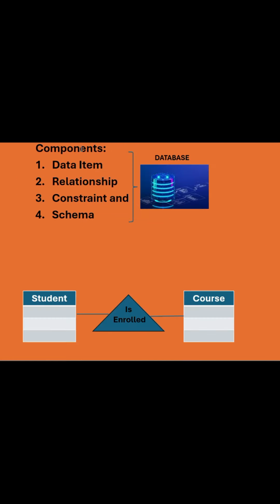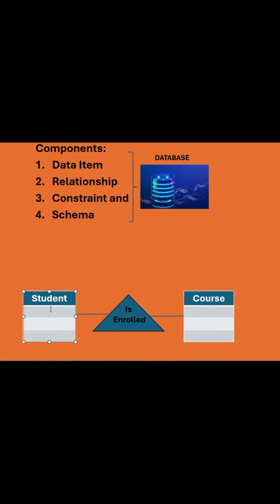this database. So we are looking at the components. We have the data item, relationships, constraints, and then the schema. So all these are found inside the database. Now, when we talk about the relationship, it is what exists between two data items. The constraints are the rules on the data items, and then the schema is the overall structure of the database.